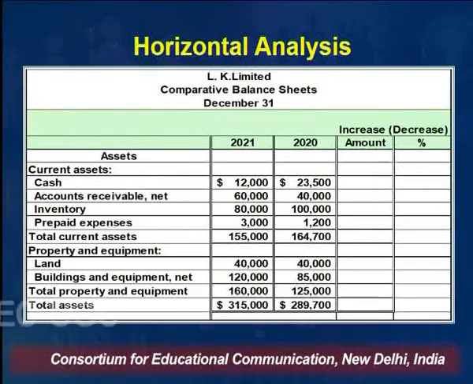So if you look at the comparative balance sheet of this company called LK Limited, in the first column it is asset, second column is of the year 2021, third is of year 2020. And if you look at the extreme right, we have increase or decrease in two terms. One is in absolute, that is amount, another is percentage. Say if I take the example of cash under the current assets, two values are given. In 2021 the value of cash is 12,000, and in 2020 it was 23,500. With this I would try to explain the way we have to prepare this comparative balance sheet. So I am starting with the balance sheet. Eventually I shall tell you about the comparative income statement as well.